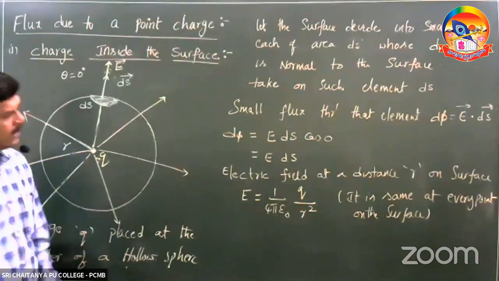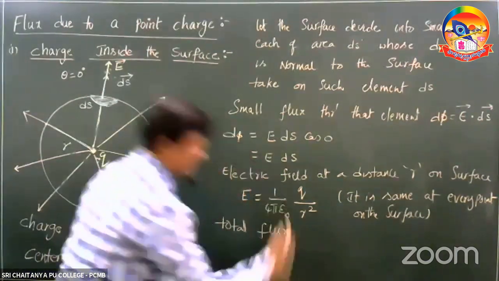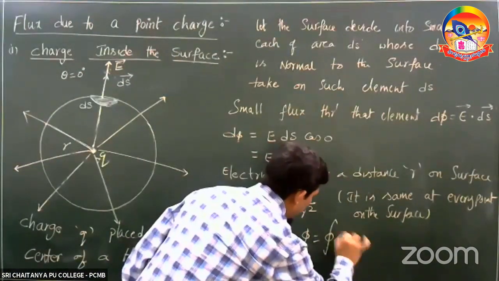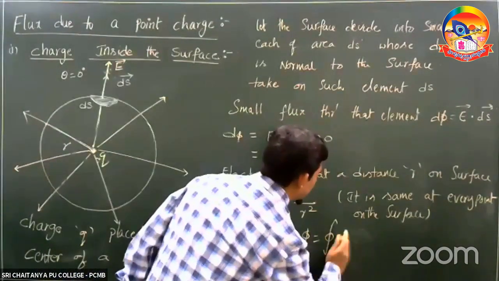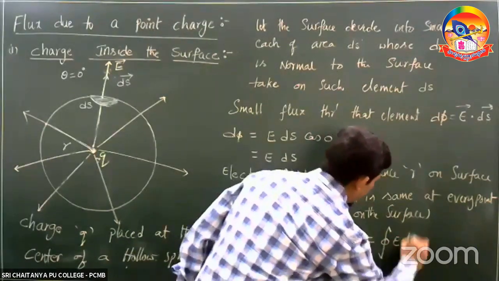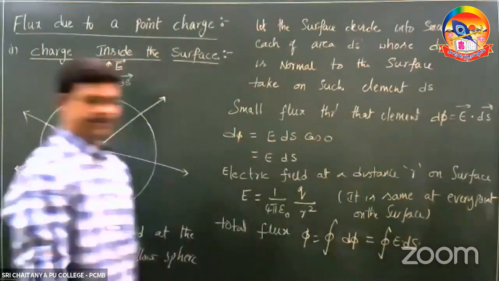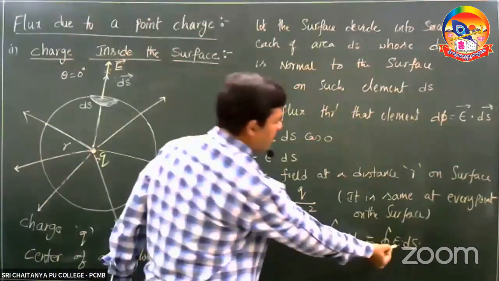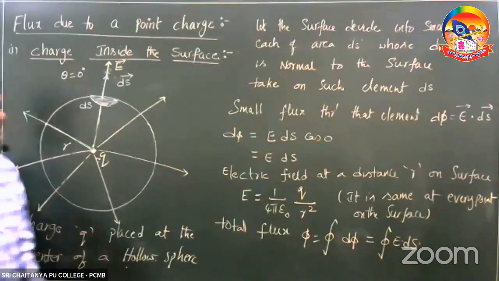Well, then what is the total flux? Total flux φ equals integral E ds, because we find the integral. If you want to write one more step, integral dφ equals integral E ds, right? See here, what is the variable? E is constant, and we have the integral of ds.